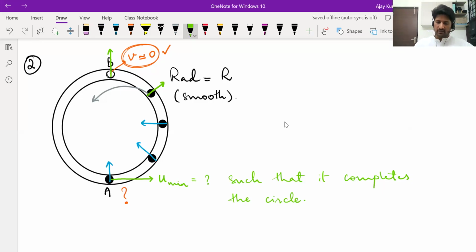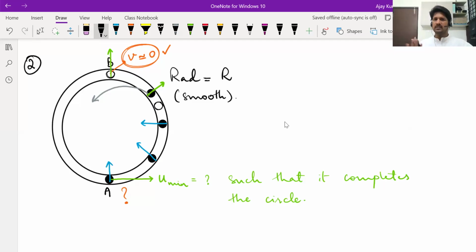Fine. In fact, I can even ask you this question. Find out the position where the ball neither takes support of the outer surface nor the inner surface. Exactly the position where the normal force is 0. That also you can find out. Till then, it will be taking support from the outer surface. After that, it has a tendency to fall inward. Then it will take support from the inner surface.